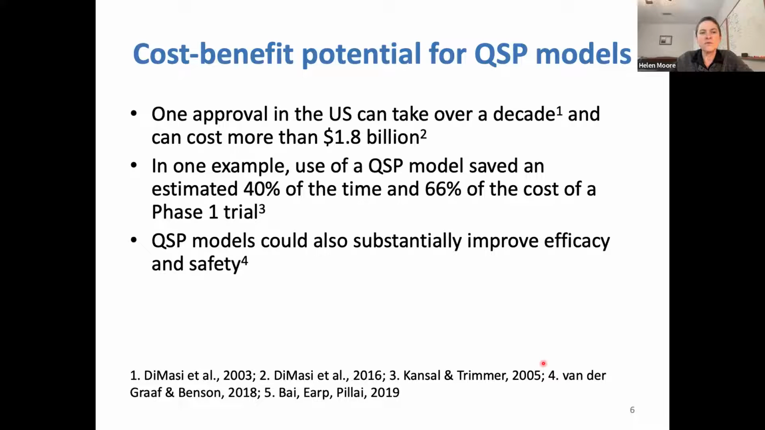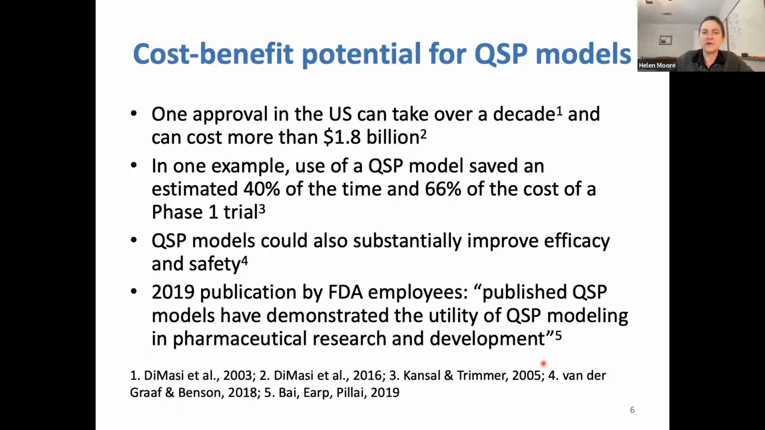And then we also know that not only can they save time and money and other resources, like patients who are sick being experimented on, but they also can result in better outcomes. So we can get better efficacy, we can get better safety by using these types of mechanistic models. And the FDA is also on board with this, and they have various publications. Here's one quote, that these published QSP models have demonstrated the utility of this modeling in pharmaceutical research and development.